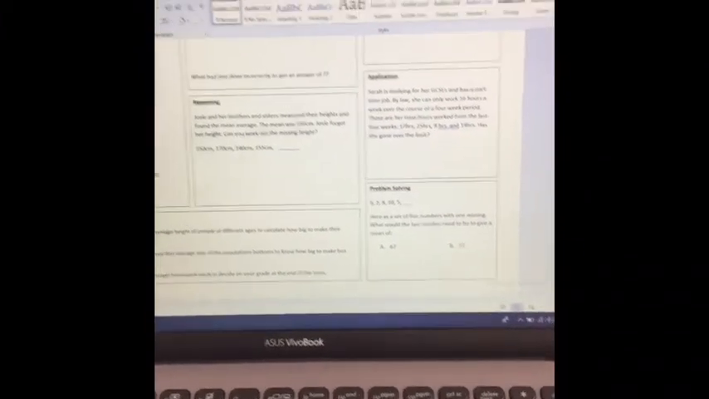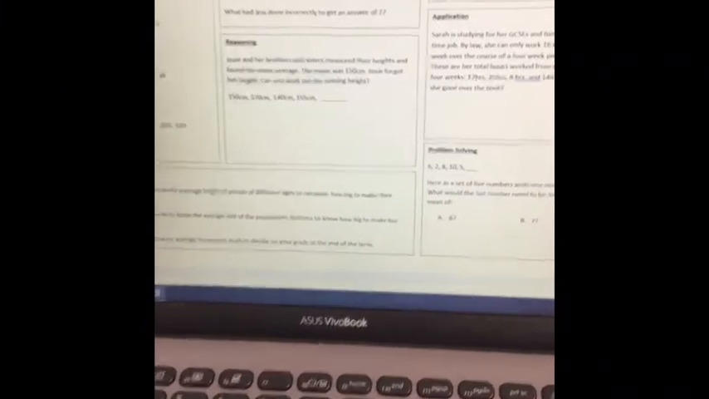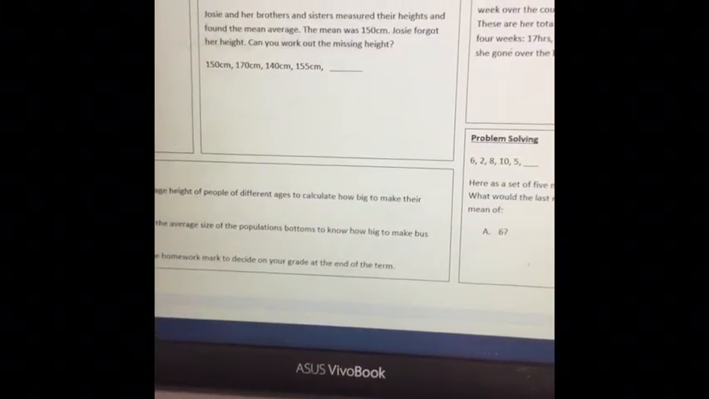Okay, year 6. So I'm just going to go through a couple of the challenges that I set you on Monday to start off the lesson, and then we can go to Tuesday's lesson. So I'm going to start with the reasoning problem, okay?